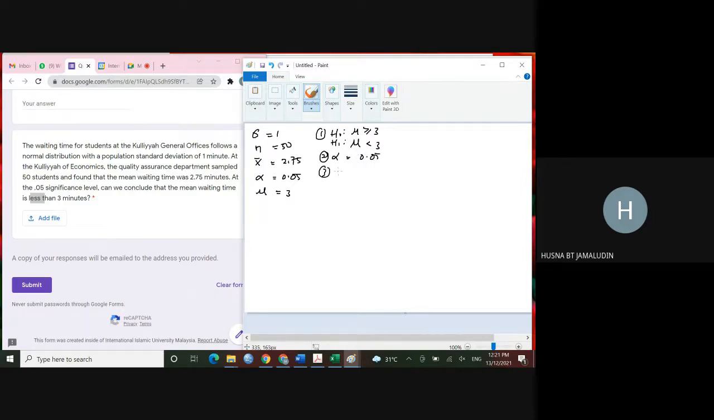What kind of test? Should we use Z or T? Z. You have the sigma, so you have to use Z, which is X bar minus mu over sigma over square root of N. What is your X bar? 2.75. I'll go a bit fast because we have learned this. The mu is 3, over sigma, which is 1, divided by the square root of N. What is N? 50. So can you compute the value here? Where is my calculator? Can you compute the value here? Anyone?